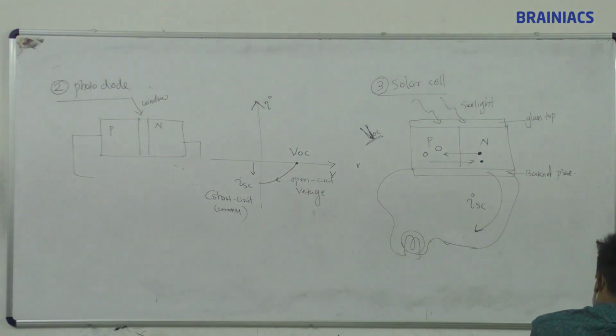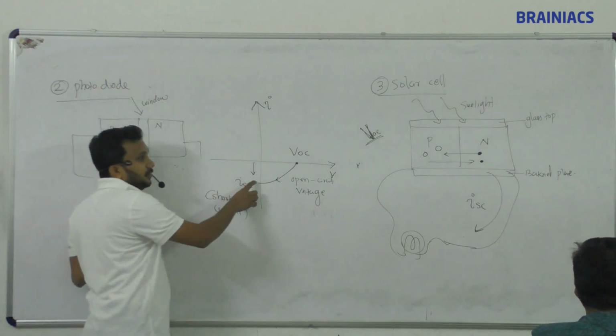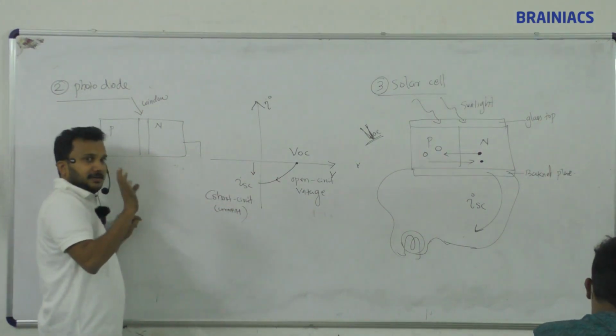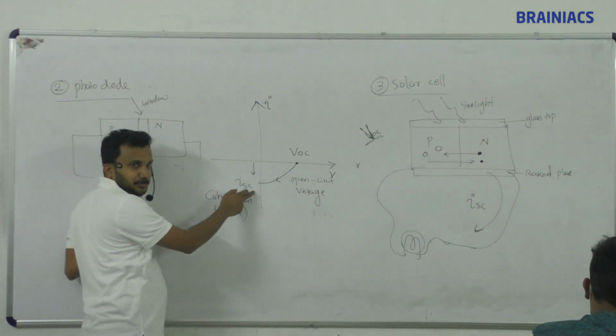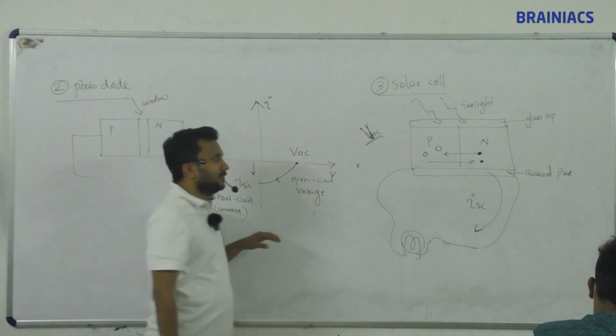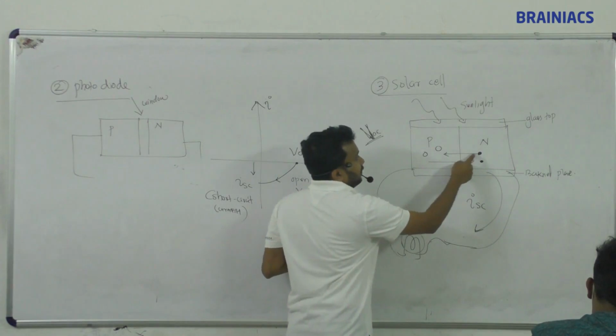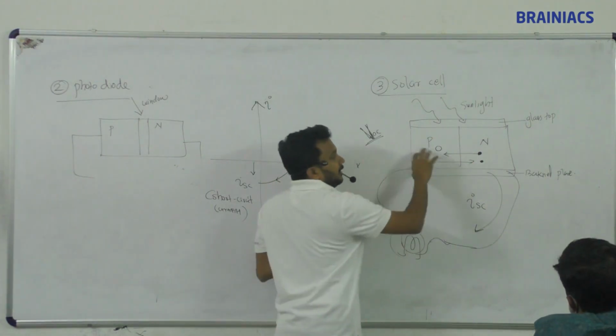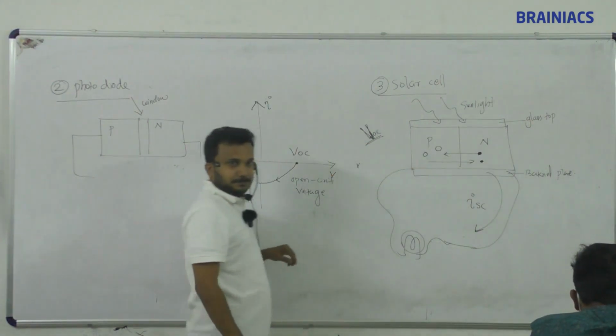So the diagram and the graph, it comes on which quadrant? Fourth quadrant. Current is not negative. Current direction is important; the sign has no significance. If electrons move in their direction, the current direction is opposite.